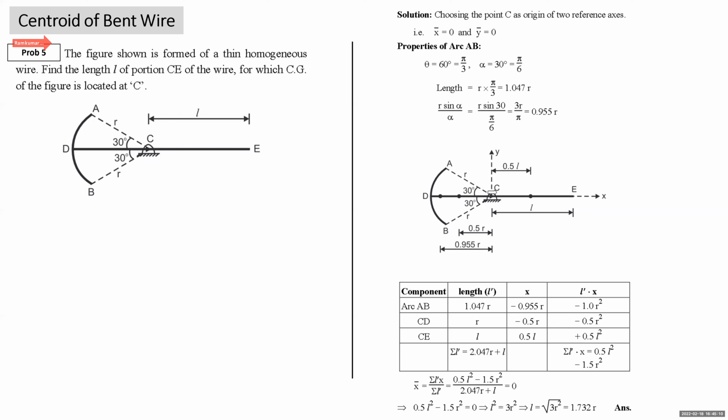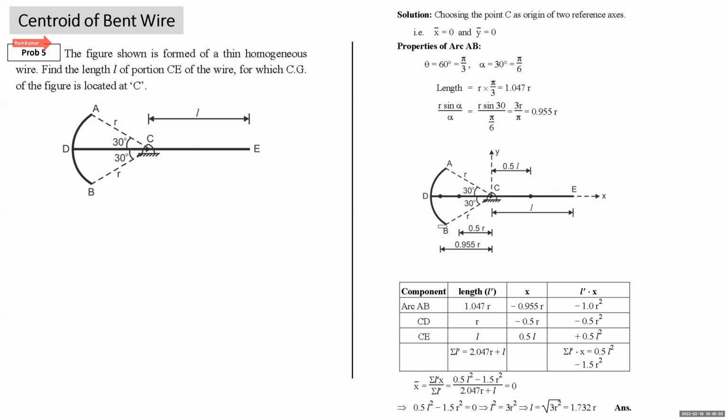C is origin, and C is the centroid of this bent wire also. So x bar and y bar, if you solve this problem with C as origin, will be 0. So I have written here in the solution, choosing the C point as origin or reference axis, that means x bar and y bar both will be 0, because he has already given that the centroid of this bent wire length lies at point C. Now, as the unknown dimension is in x direction, we will work for x bar. So this is length L, so its centroid will lie at 0.5 L. This length CD is R, centroid will lie at R by 2.